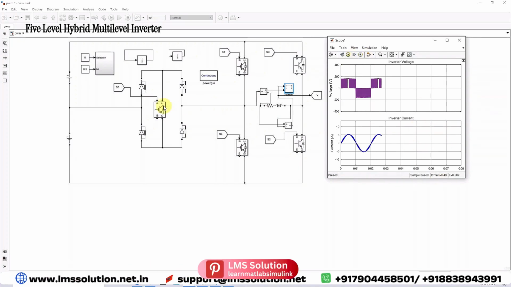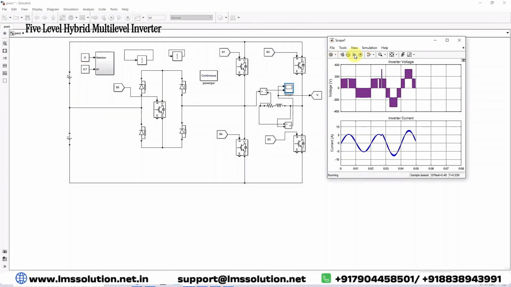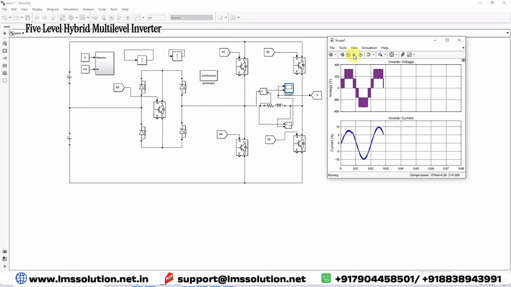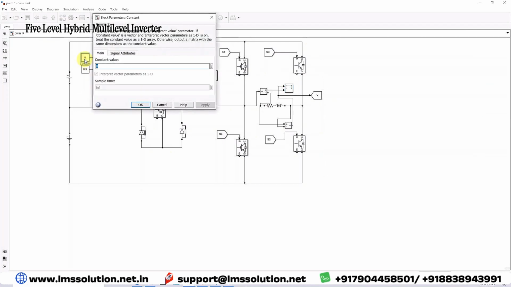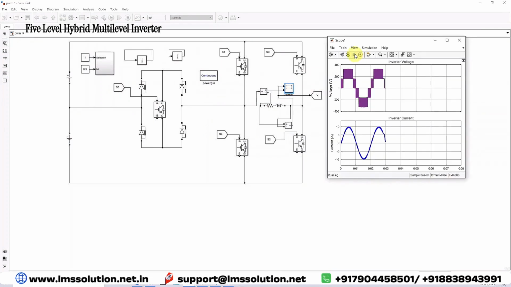Now I'm going to change the modulation index to 0.7. The level also changes, and the current also. Suppose I change the modulation index to 0.9. Here also the current changes to the maximum value. This is the variation of the modulation index and the change in inverter voltage and current. I'm going to change the selection to 1. That means I switch from PWM to nearest level modulation. You will see the difference.